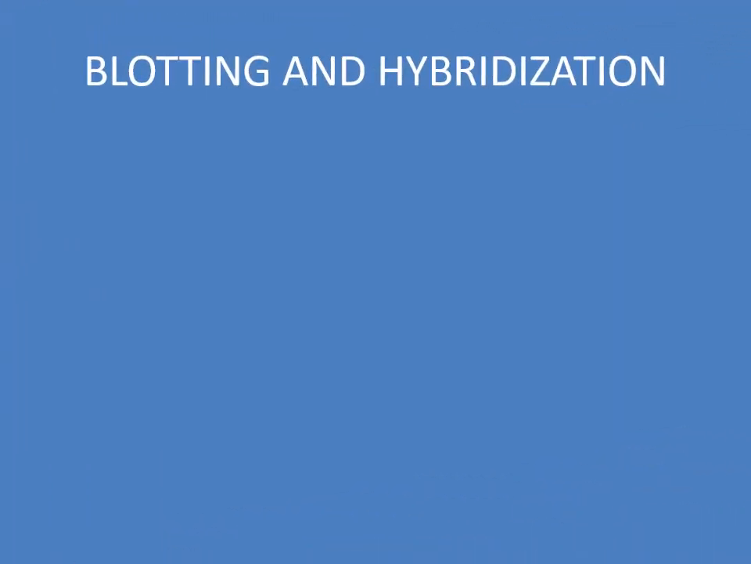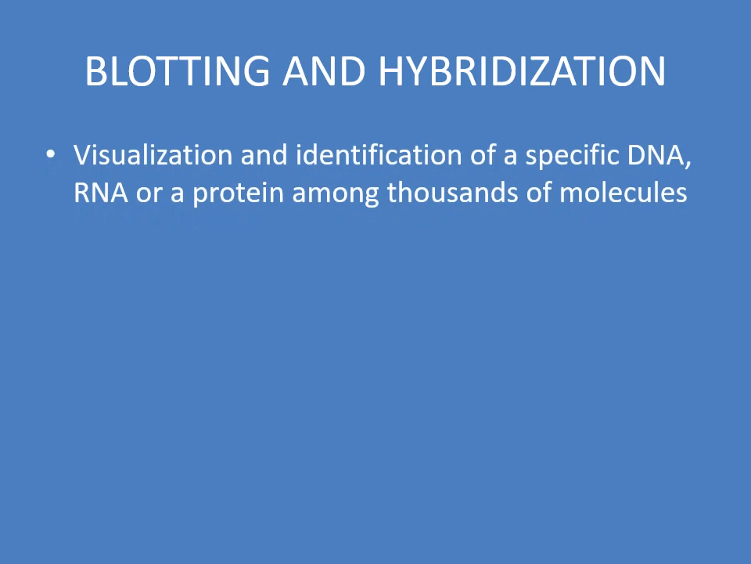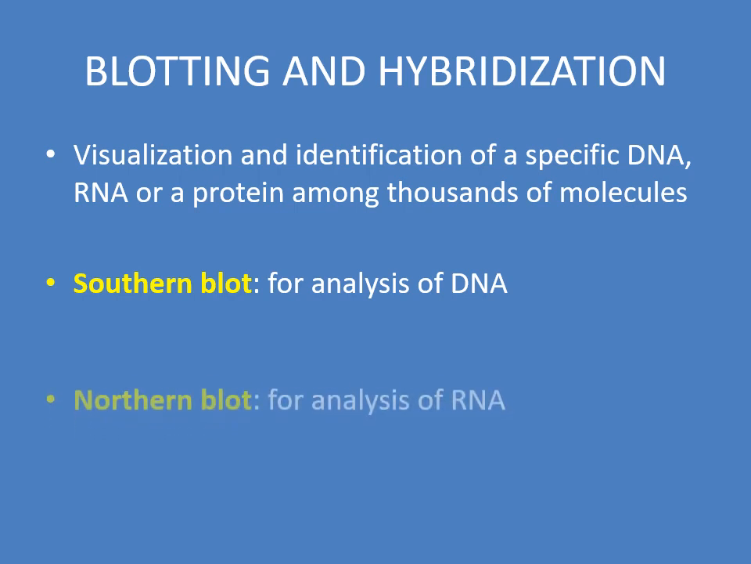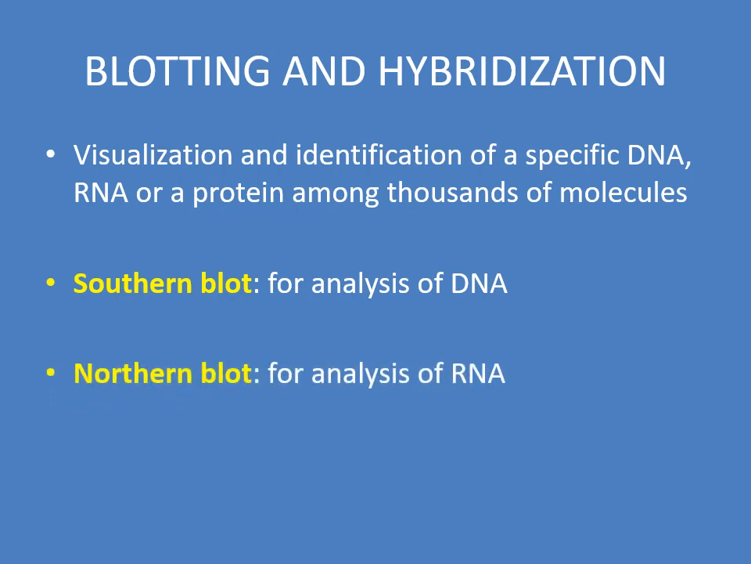Blotting or hybridization is the process of visualization and identification of a specific DNA, RNA, or protein among thousands of molecules. There are three types of blotting techniques. Number one is Southern blot, which is for analysis of DNA. Next is Northern blot for analysis of RNA, and Western blot for analysis of proteins.